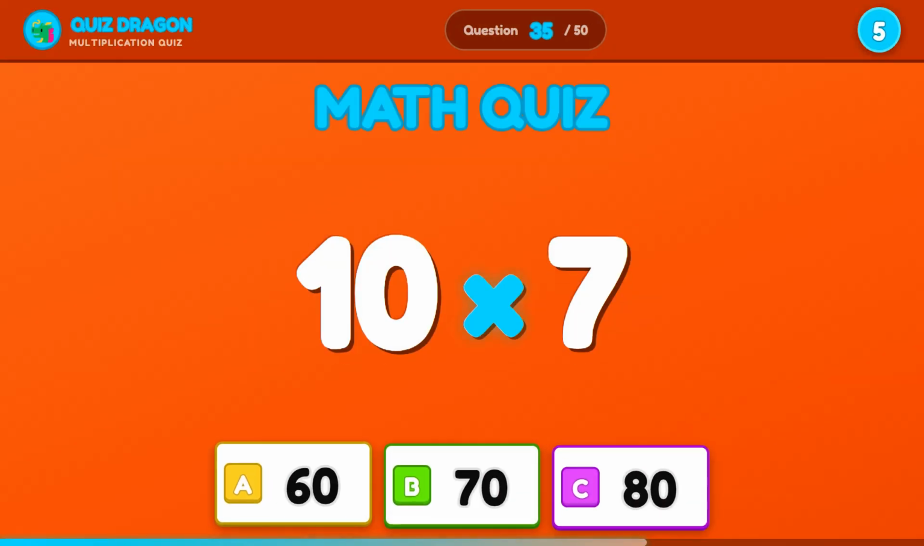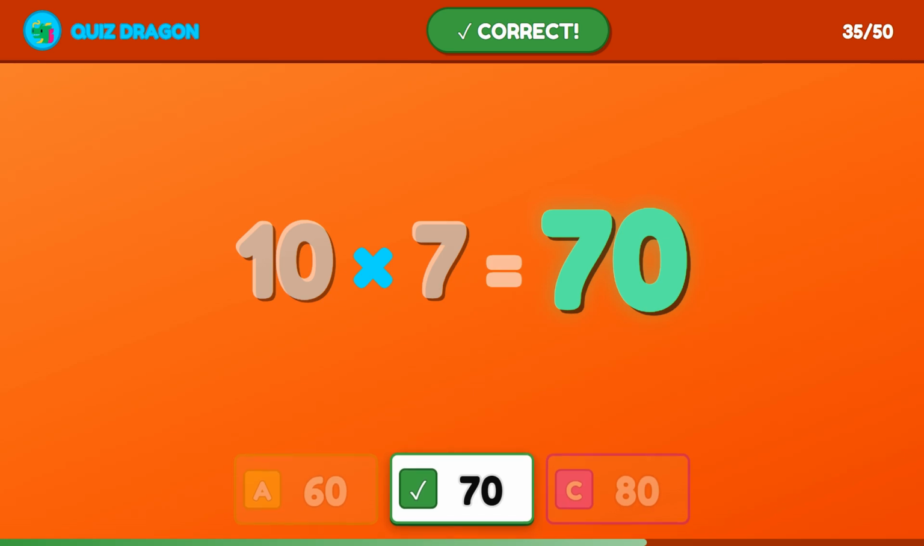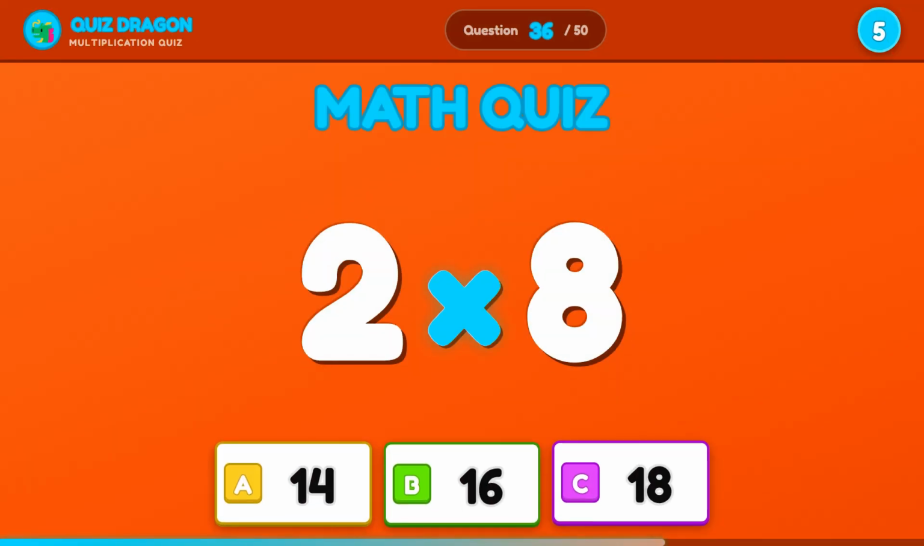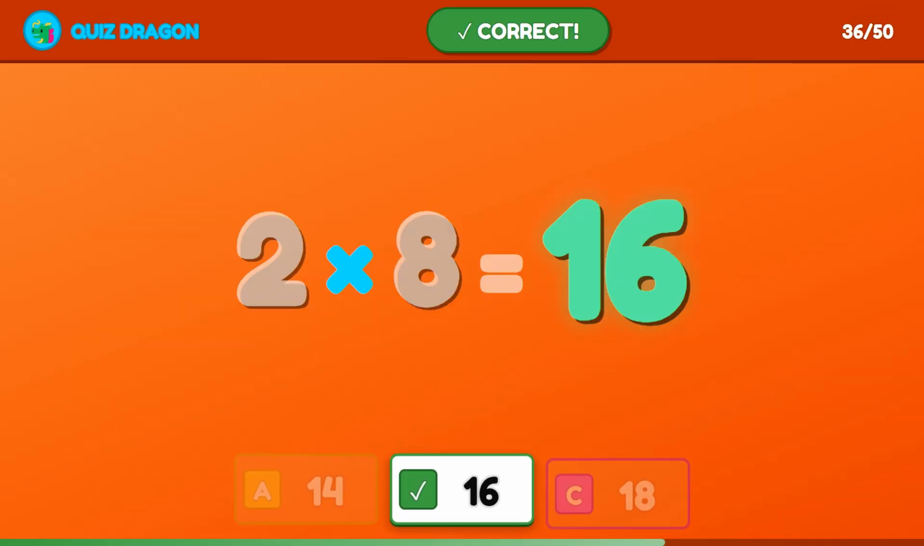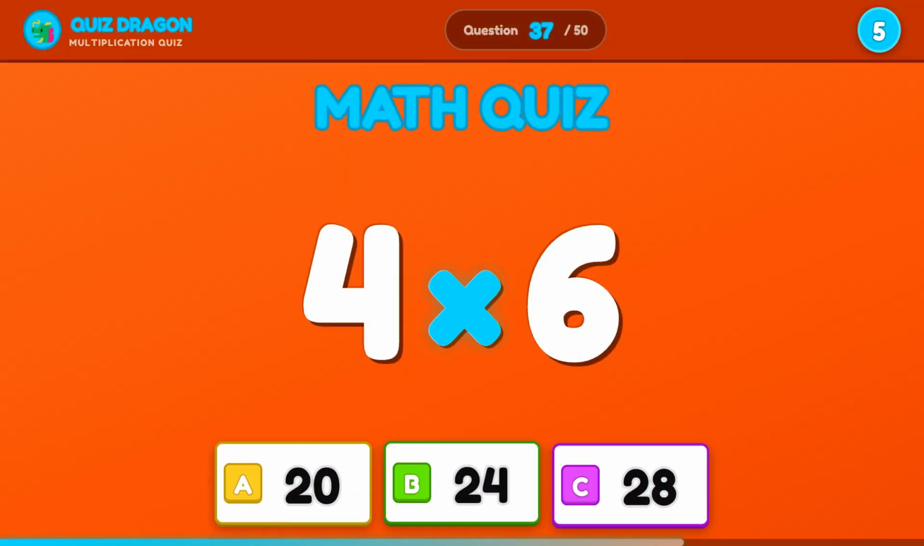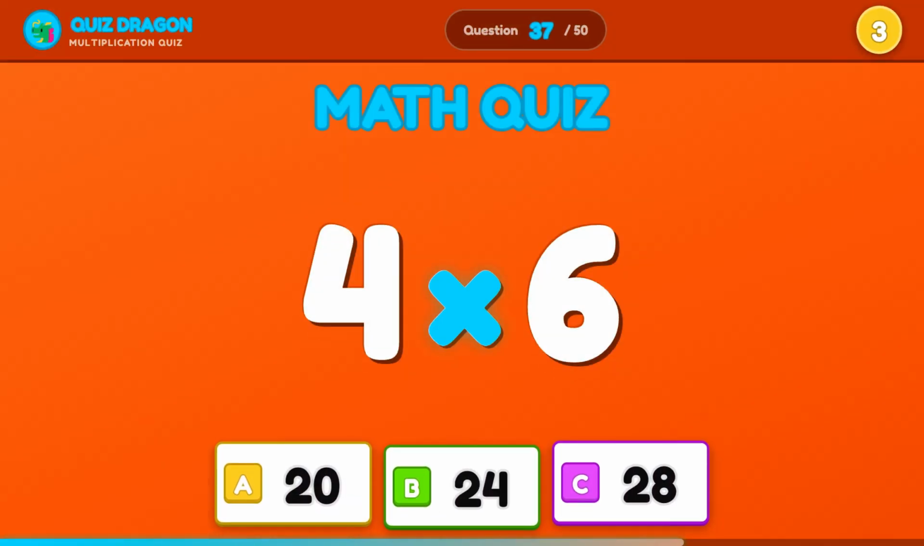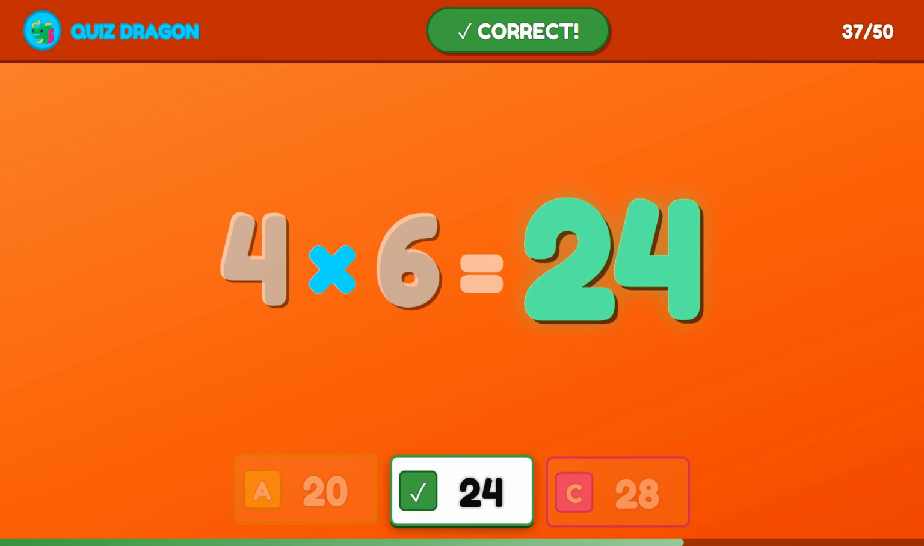Number 35. 10 times 7 equals? The correct answer is B, 70. Question 36. 2 times 8, what's the answer? The correct answer is B, 16. Question 37. What is 4 times 6? The correct answer is B, 24.